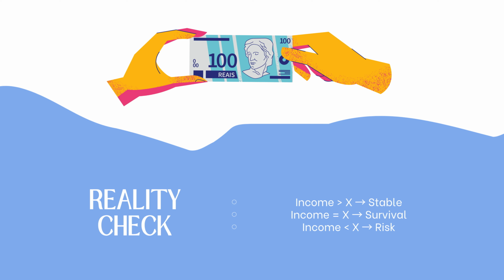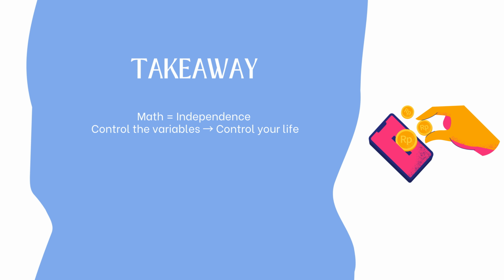If income is greater than X, then you're stable. If income equals X, then you're surviving. If income is less than X, then you're at risk. This isn't just math, it's control. Living alone isn't about vibes, it's about variables. When you understand the equation, you stop guessing, you start deciding, and that's the real definition of independence.